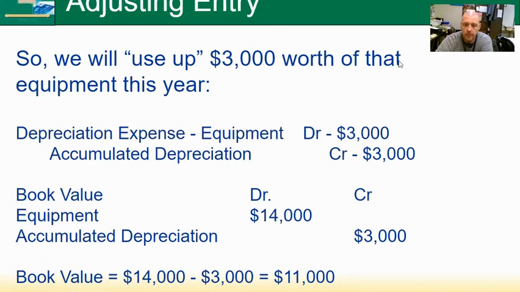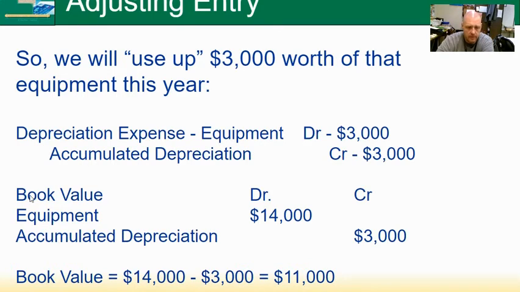So if we're going to use up $3,000 per year, here is our adjusting entry. The expense account gets the debit, and it's going to be depreciation expense, equipment or store equipment or office equipment or land or building or whatever it happens to be. And then the credit is going to go to accumulated depreciation, store equipment, office equipment, land, building, whatever.